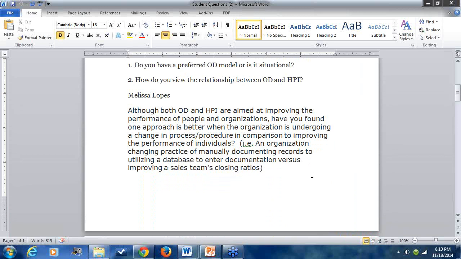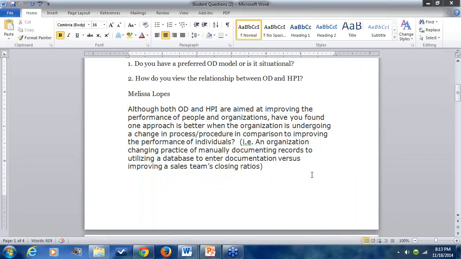Okay, Melissa says, although OD and HPI are aimed at improving the performance of people in organizations, have I found one approach is better when the organization is undergoing a change in process or procedure, in comparison to improving performance? For example, changing the practice of manually documenting records to utilizing a database to enter the documentation, versus improving a sales team's closing ratios. So one has to do with changing a lot of systems, a lot of things that are going to impact people directly, and it's not just relearning a way to do something or finding a new skill.